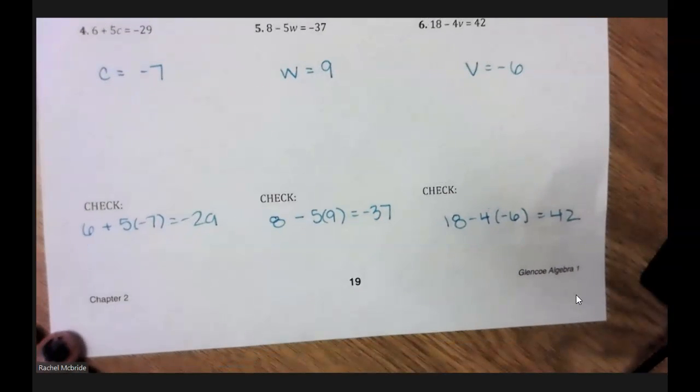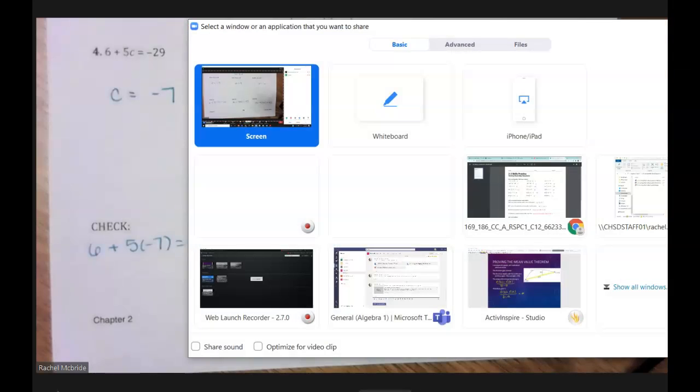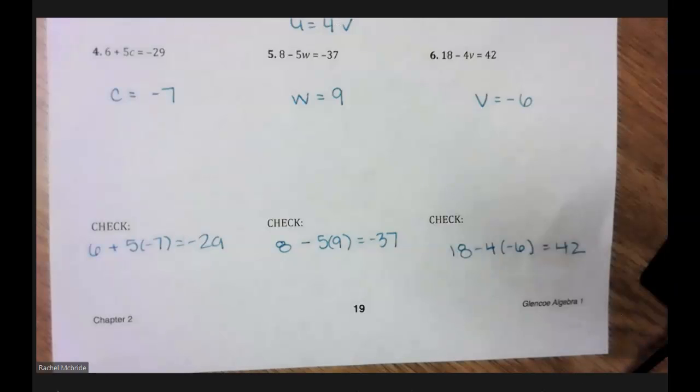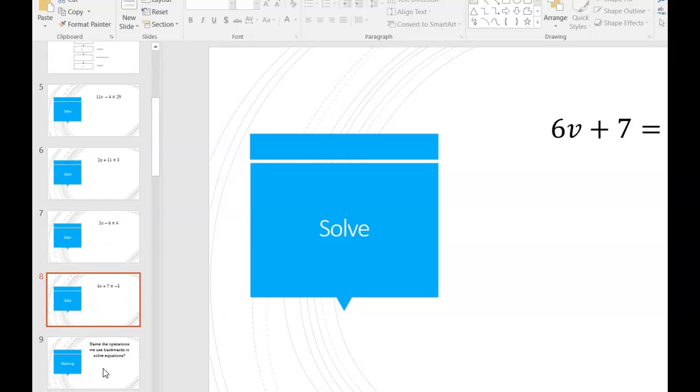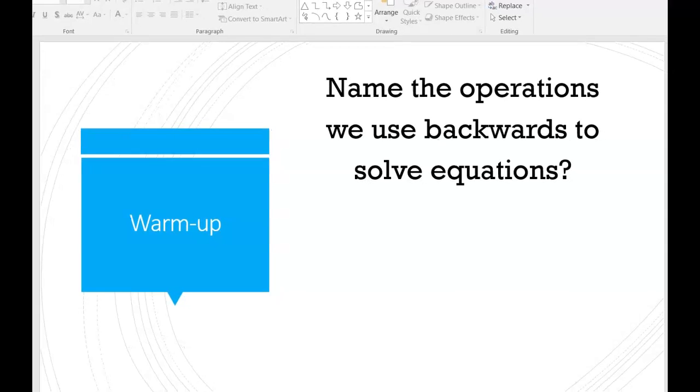Okay, how did we do on each of these problems? Did we do okay? Awesome. Whether it's a good or a bad thing, today we are looking at fractional problems like this. So go ahead and take out your note packet, and we are turning to the page after what we just looked at. We are looking at the warm-up, and it says, name the operations we use backwards to solve equations.